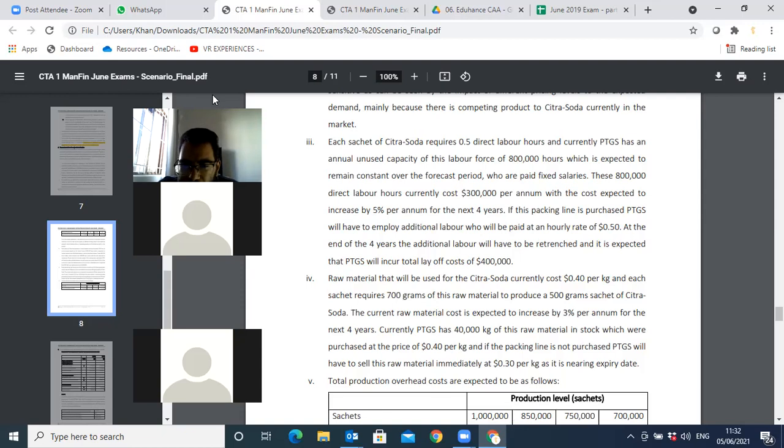Okay, so if the packing line is purchased, they will have to employ additional labor, who will be paid an hourly rate. Okay, that's fine, an hourly rate. So that should be fine. I don't think there's any increase.